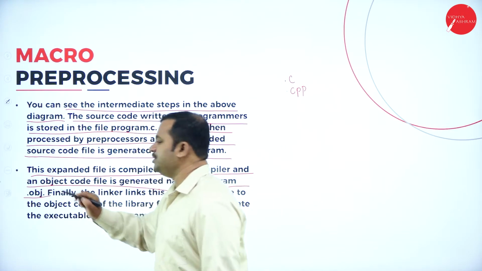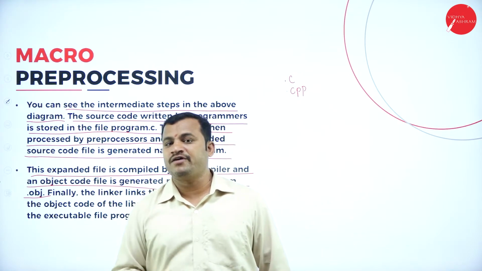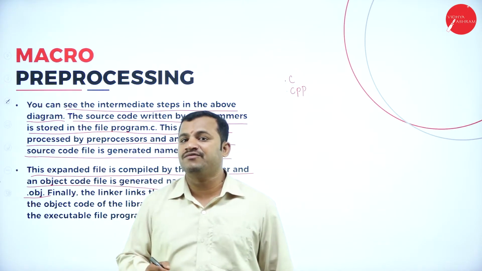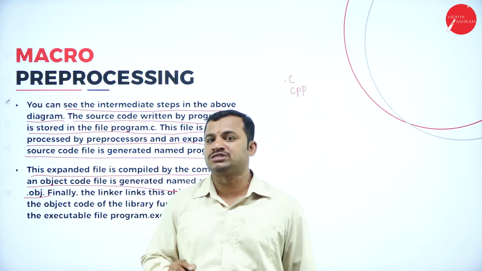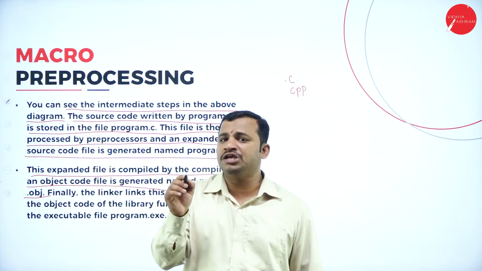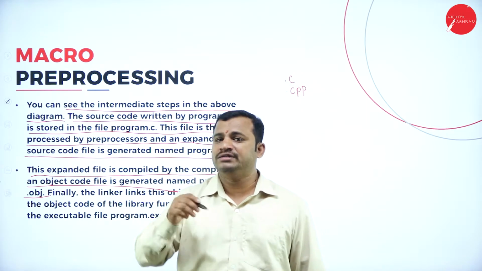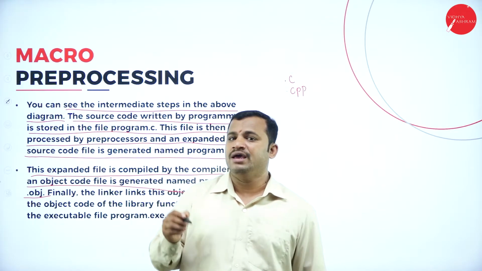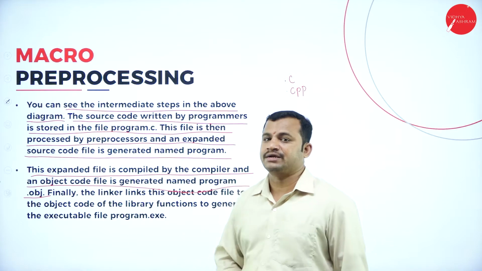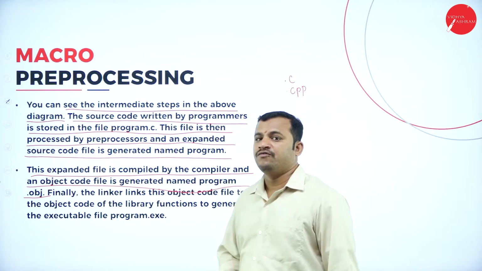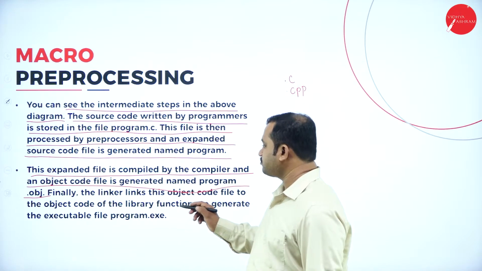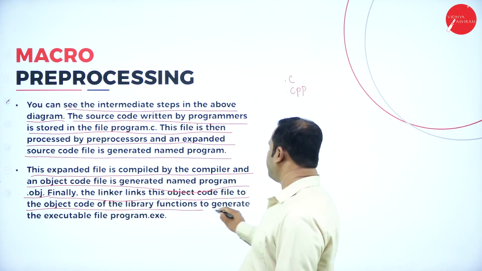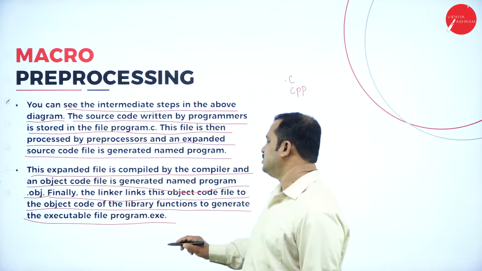named program.obj. Similarly, .java, .cpp or .c files, all of these are given as input in a high-level language to the system. But before the actual compilation, preprocessing is carried out, and then the source program is compiled to perform error checking. That is, error checking is performed by the compiler. Finally, the linker links the object code file to the object code of the library functions to generate the executable file, that is program.exe.